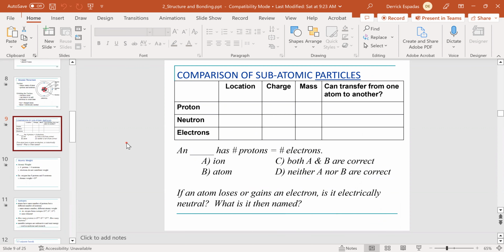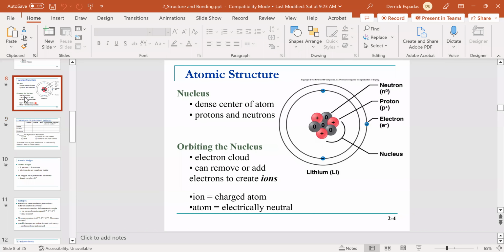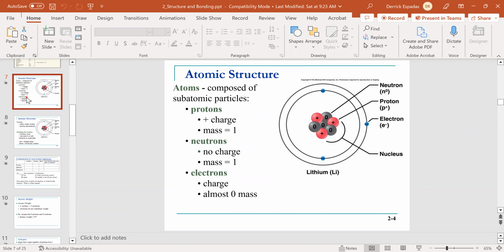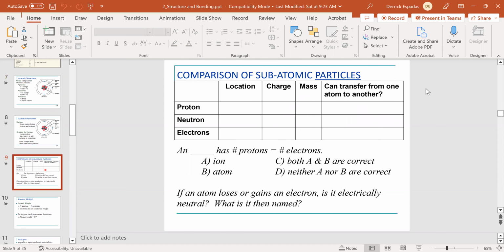So again, just talking about the locations. So protons are in the nucleus. That's what we mean by location. The charge. Remember, 2 of them have a charge. One of them does not. The mass. So there's our location. There's our charge. There's our mass. So just getting that down, and can transfer from one atom to another.